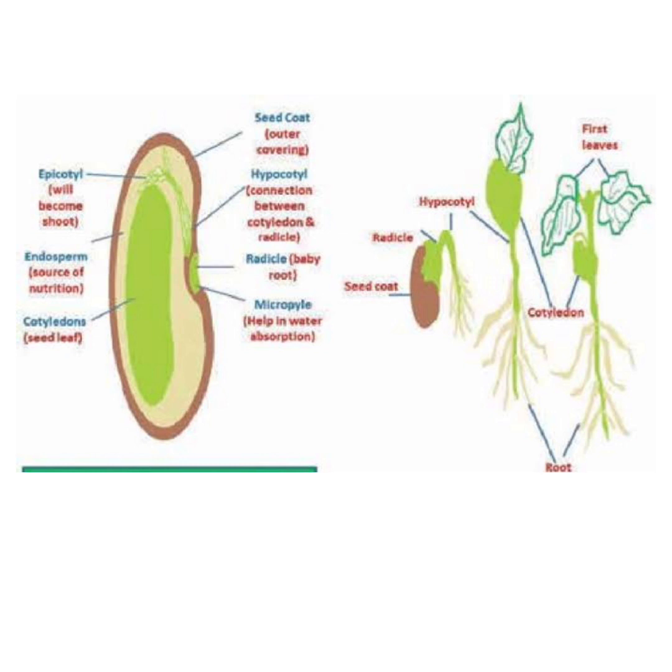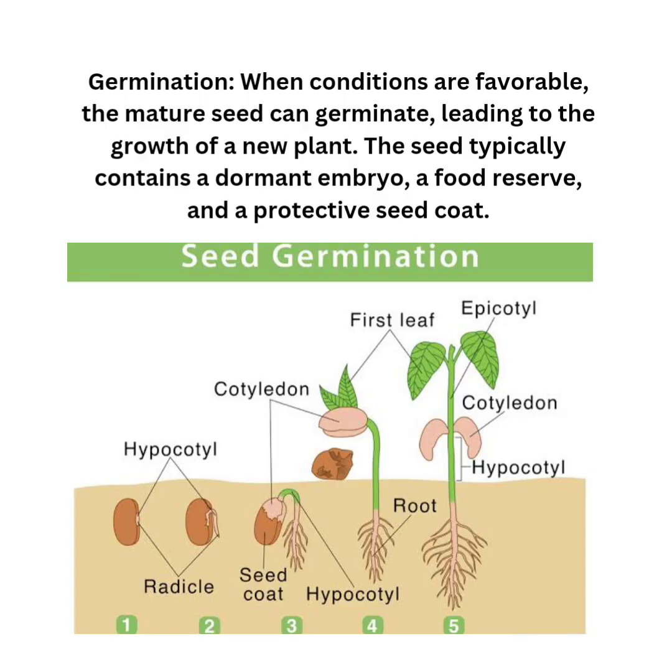Sexual reproduction in flowering plants ensures genetic diversity by combining genetic material from two parent plants. This diversity allows for adaptation to changing environmental conditions and increases the survival and reproductive success of the species.